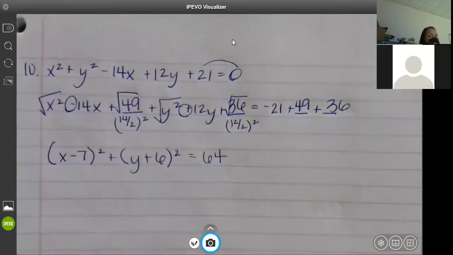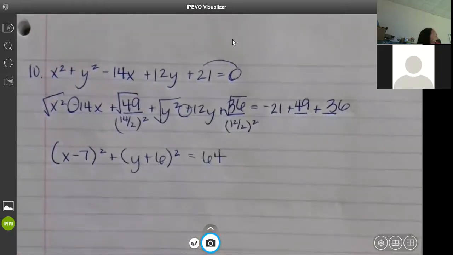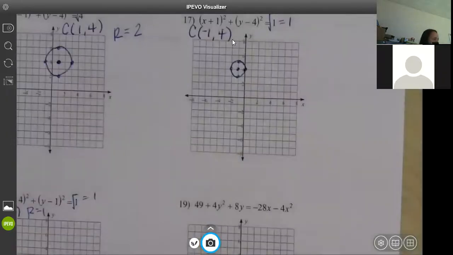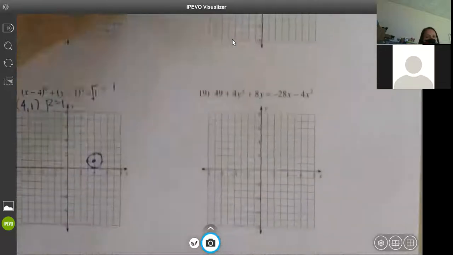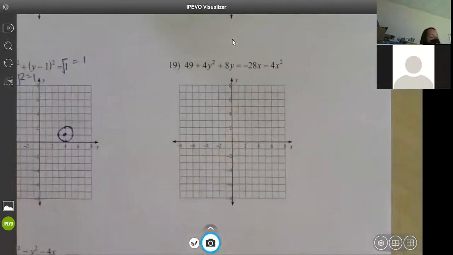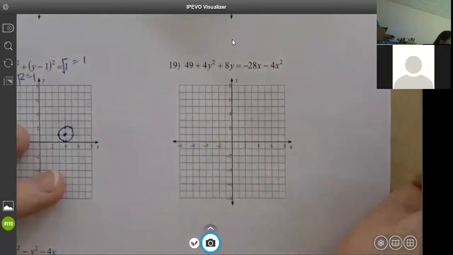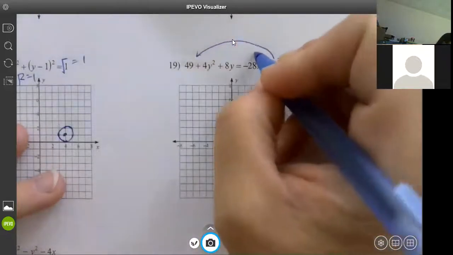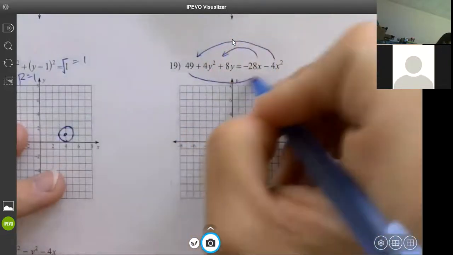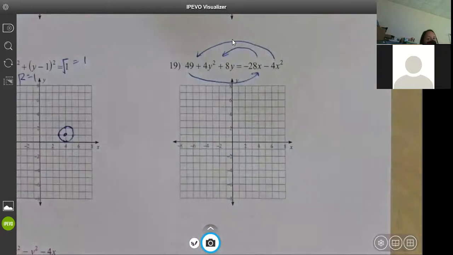All right. Any questions on those? Everybody good? All right. So then you have 19 and 20, and it wants you to graph them, so you have to fix it. And again, all you have to do is get your x's and y's on one side, so they just kind of jumble it up even more. And we want to put the number on the other side. So we need to get these over here and this 49 to this side. Okay, so how do we do that?